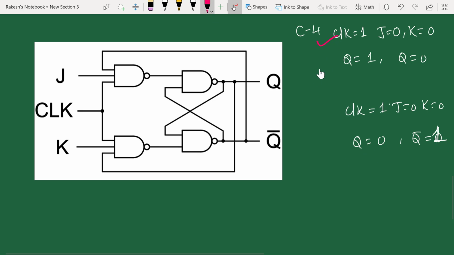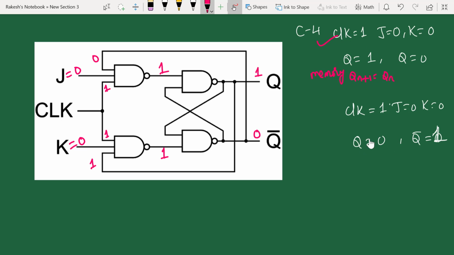So let's start with this condition, assuming previous output is 1 and this will be 0, my J is 0, K is 0. So if you take the feedback from here, this will be 0. If you take feedback from here, this will be 1. And clock is 1, clock is 1. This will be 0 into 0 into 1 will be 0, 0 bar will be 1. Here also 1 into 0 into 1 will be 0, 0 bar will be 1. If you look at here, it is applying 1 1 to the NAND latch. That means it will be in the memory state. Whatever the previous output you are going to have, it will be in the same state. This is if you consider previous output as 1.